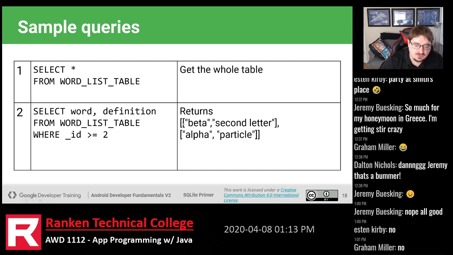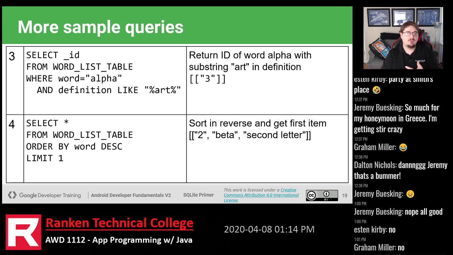So that would give us a result back like this. Beta, second letter, would be our first row that we get back, and then the second row that we get back would be alpha particle. Okay, so you'll notice that there's no IDs on there, and you'll notice that the first row is missing. Okay, another example here was the one we just looked at. I could say select ID from word list table, so I'm only going to get the ID back, and I'm only going to get the one row that matches these criteria. So I would get it back as a kind of a list basically, but it would only have one row in it, and that one row would contain just the number 3.